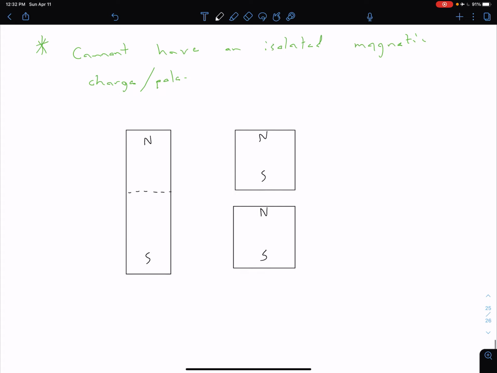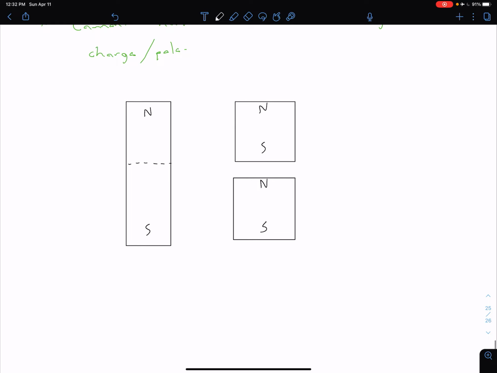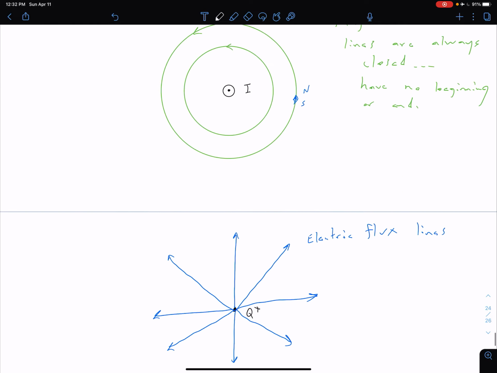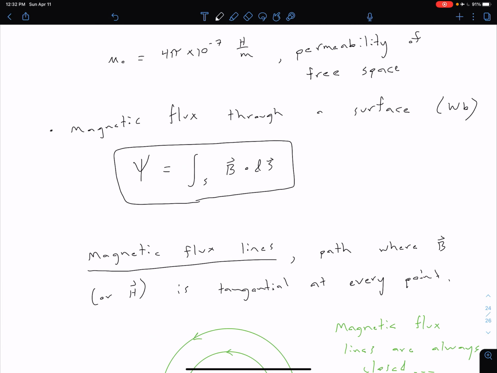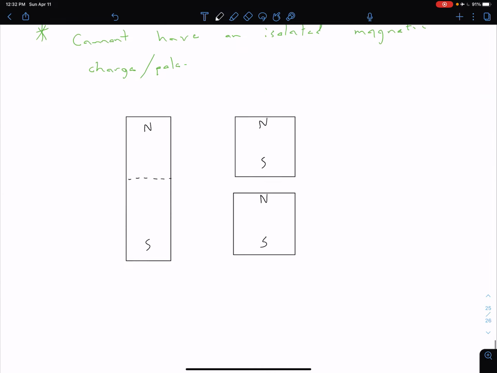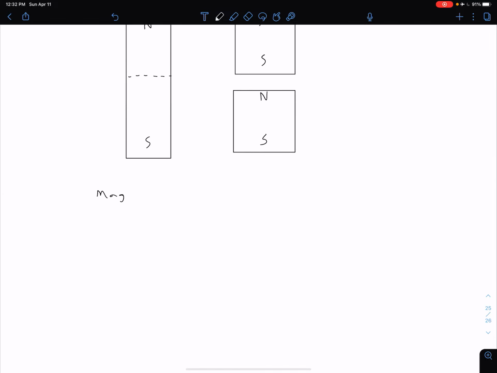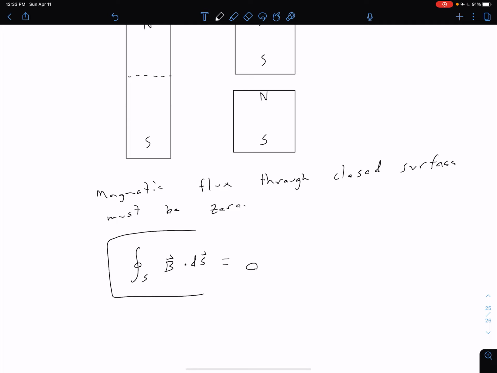Now, as a consequence of that, the total magnetic flux through a closed surface has to be zero. So let's come back here and say this was just general magnetic flux through a surface. But now if we're talking about a closed surface, the magnetic flux through a closed surface must be zero. We can write that as an equation: the integral around a closed surface of B dot dS, because we know that's our general equation for magnetic flux, is equal to 0.